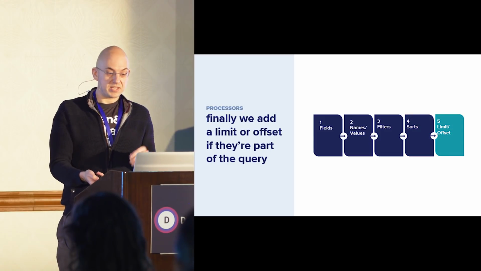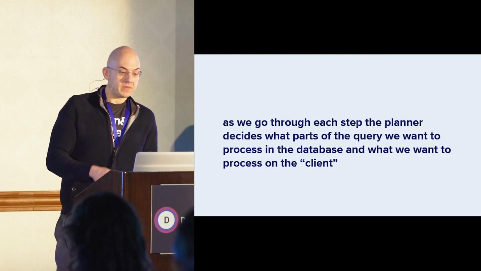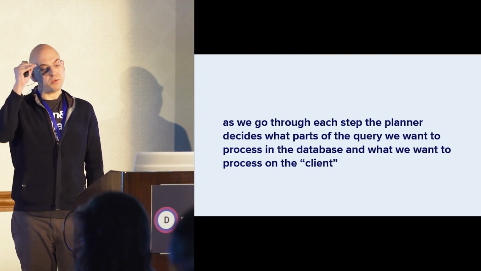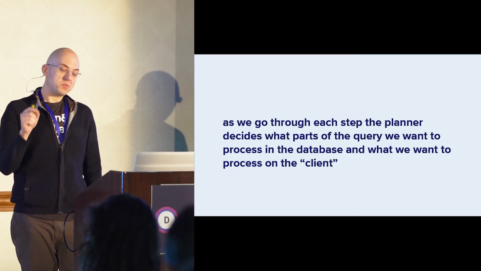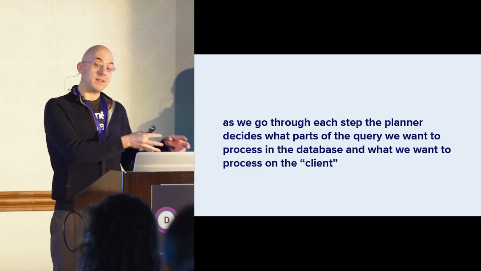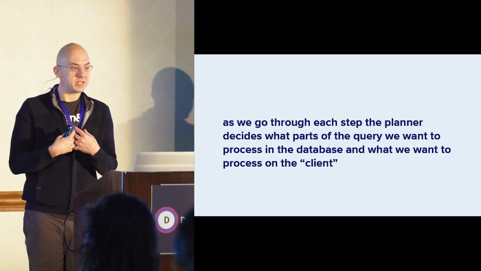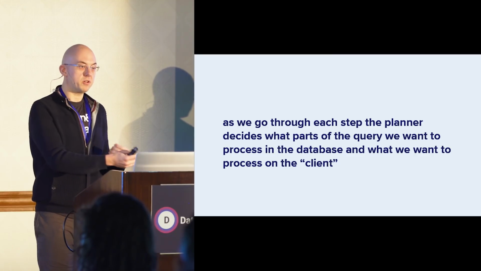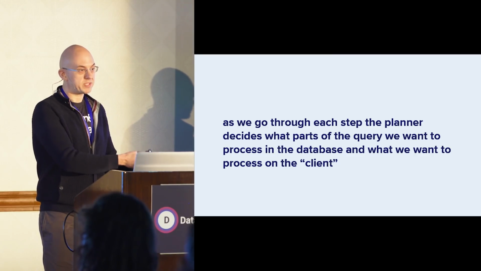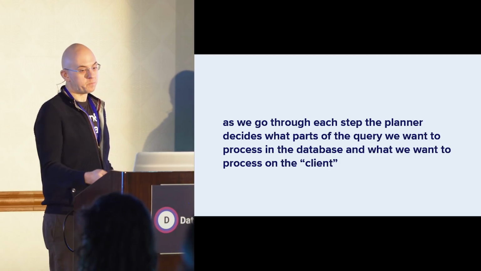Then we have limits and offsets, which we didn't see, but can also be included in queries. And this is the important part. As we go through each step of the planner in order, it decides which part of the query we want to process in the database and which part we want to process on the client. So the client here doesn't necessarily mean a mobile device or a browser, although it can. The client can also be this post-processing code that's actually running on the server. In fact, that's how we have it deployed at Node today.